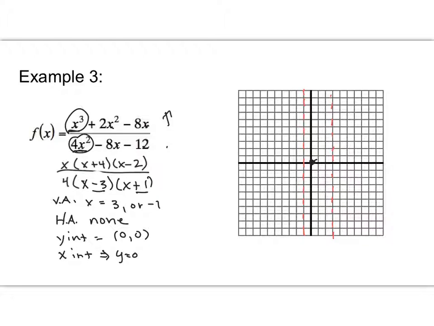And that means my numerator would have to equal 0. And I have 3 places that means that x is equal to 0, negative 4, or positive 2. So let's plot those points. Let's see, negative 4 is over here. 0 I already have, and 2. Okay, so that's my points I have.